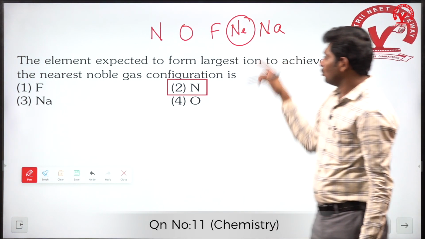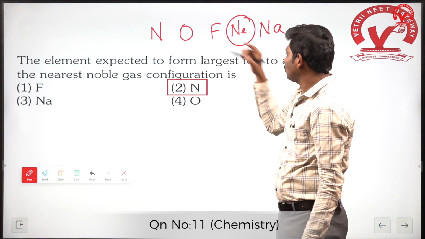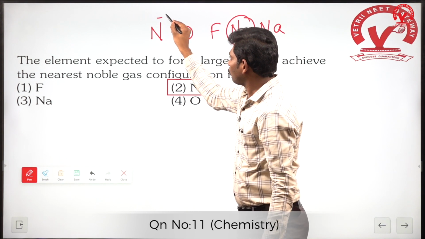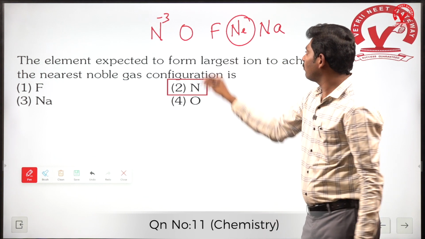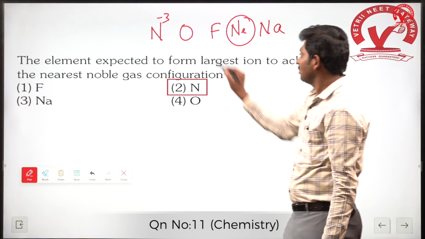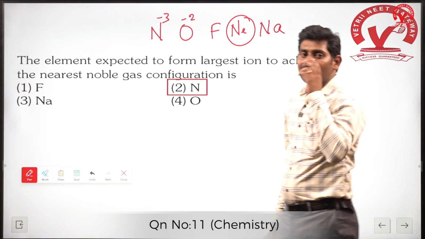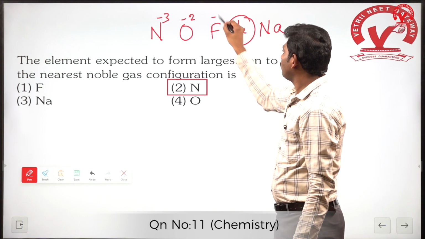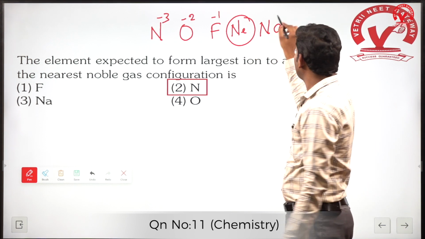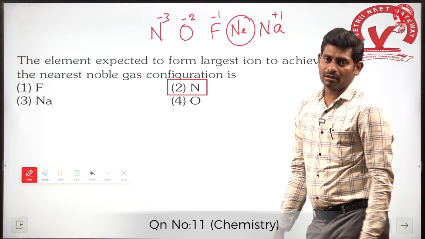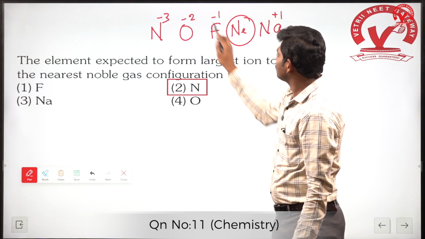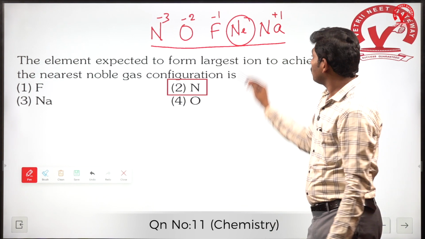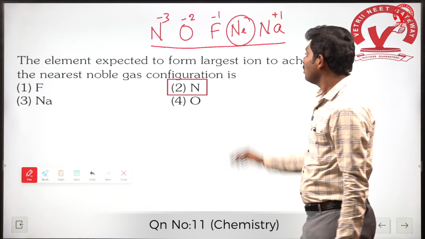To achieve this nearest noble gas configuration, nitrogen takes 3 electrons, N minus 3, and becomes a 10 electron system. Neon has 10 electrons. Oxygen normally has 8 electrons; if it takes 2 electrons it becomes a 10 electron system. Then fluorine takes 1, and sodium has 11 electrons; if it loses 1 electron it becomes 10 electrons. So N minus 3, O minus 2, F minus 1 and Na plus all achieve the nearest noble gas configuration. After that, what is the size?